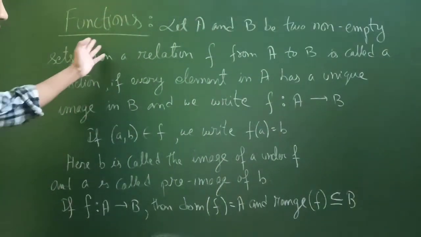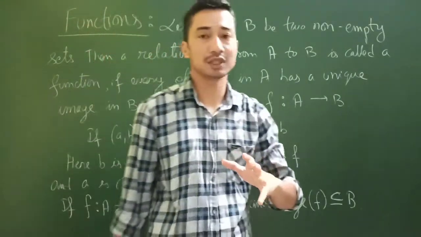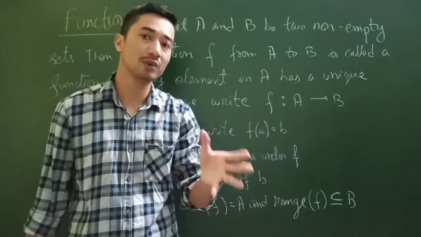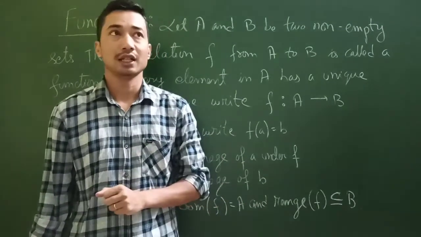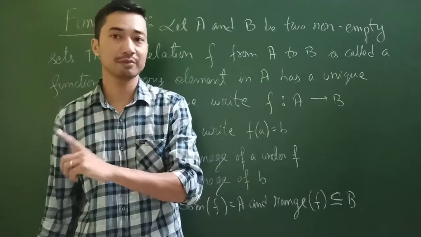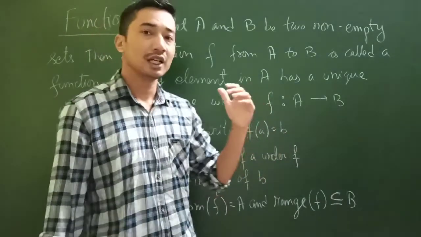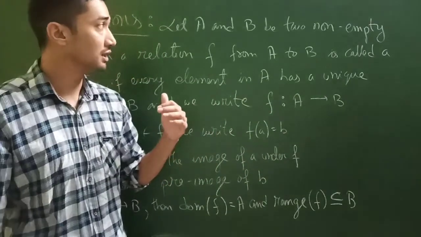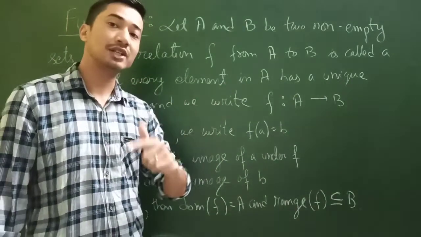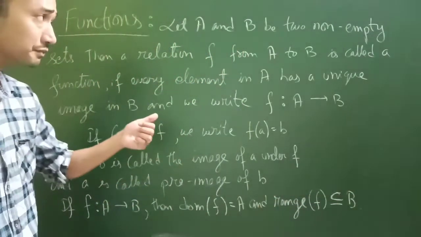So what is a function? What was before that? What was a relation? A relation was a rule or a set which has to be a subset of the set A cross B, if the relation is defined from the set A to B. Now when we move to function, a function is a relation. So it comes like this. Let's first go through this.